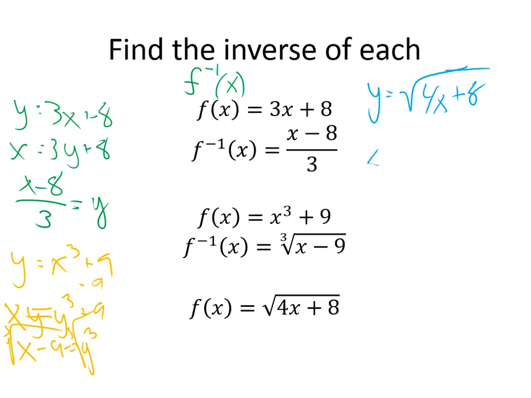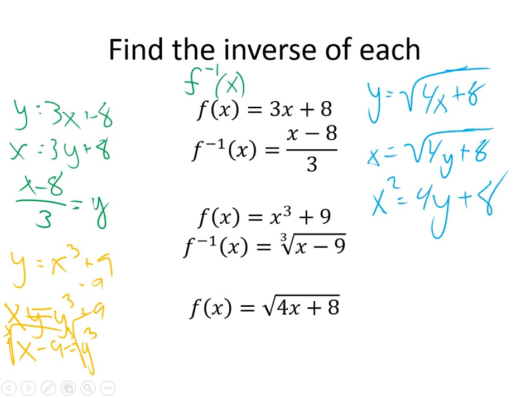Switch the x and y. x is equal to the square root of 4y plus 8. How do we get rid of the square root? We square both sides. x squared is equal to 4y plus 8. Okay, move the 8 to the other side, subtract 8. x squared minus 8 is equal to 4y.